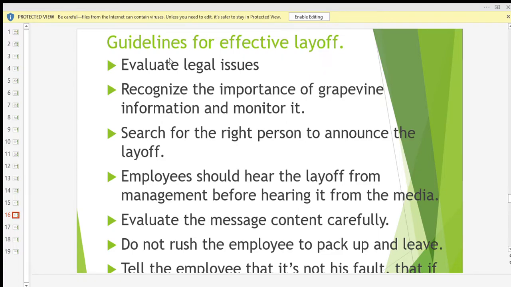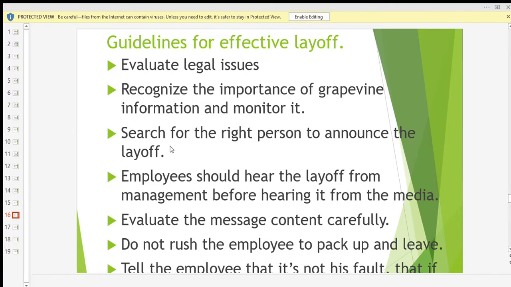Then another one is recognize the importance of grapevine information and monitor it. Grapevine is like rumors. You recognize the importance of rumors because, for example, it entertains employees. If there is no grapevine in the organization, there is boredom. So recognize the importance of grapevine information and monitor it.